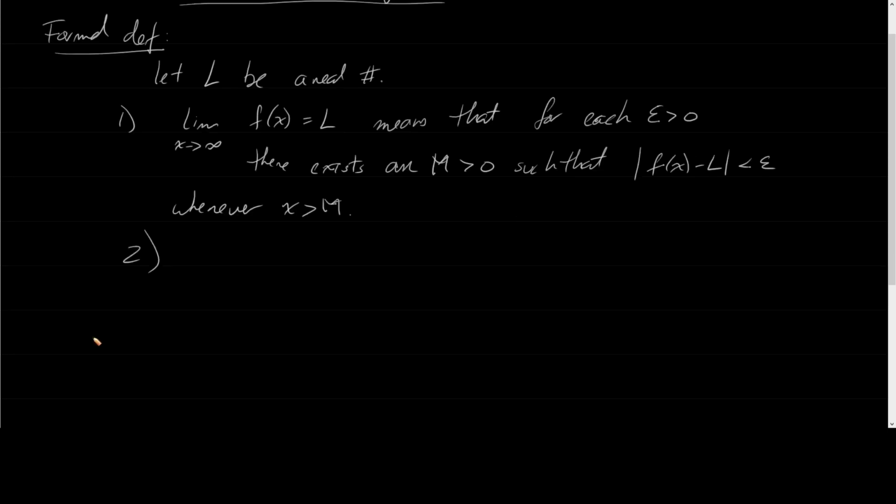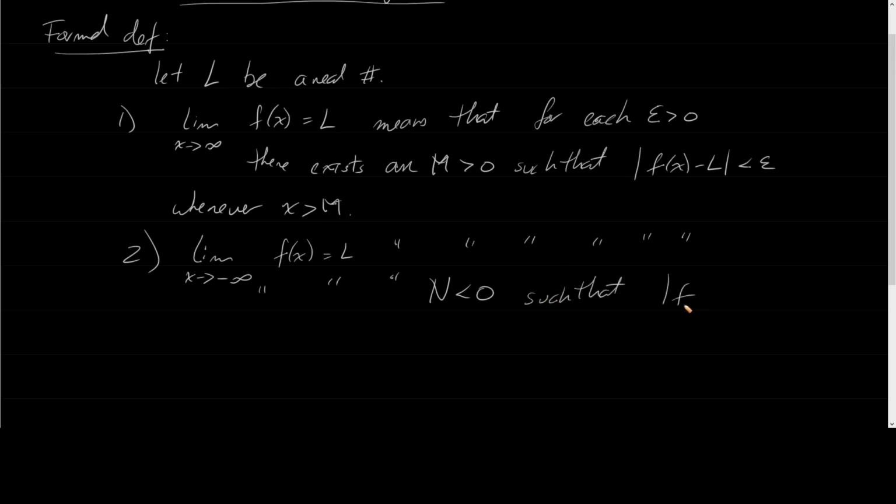But before that, we have a similar statement. The statement, the limit as x approaches negative infinity of f of x equals L, means that for each epsilon greater than 0, there exists an N less than 0, such that the rest is almost the same: the absolute value of f of x minus L is less than epsilon whenever x is less than N. All right, so let's get a visual to these statements.